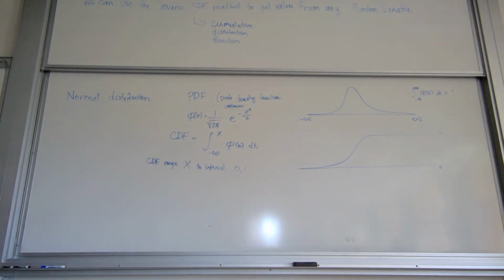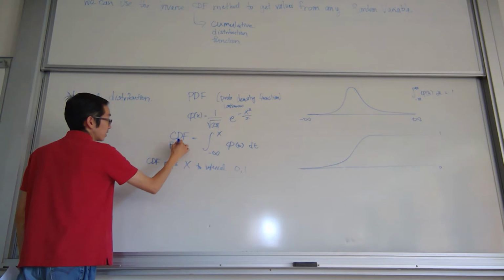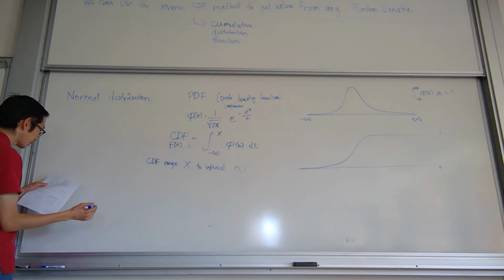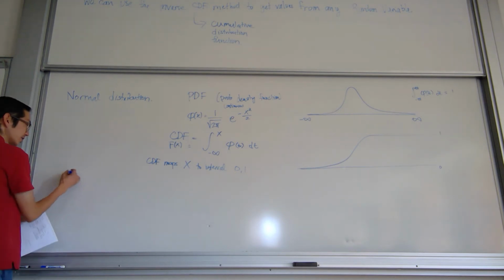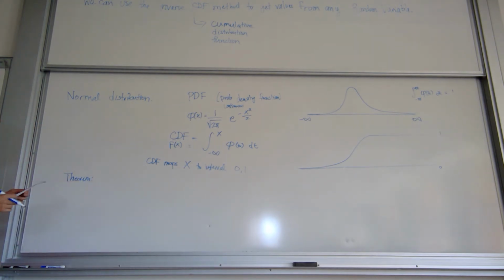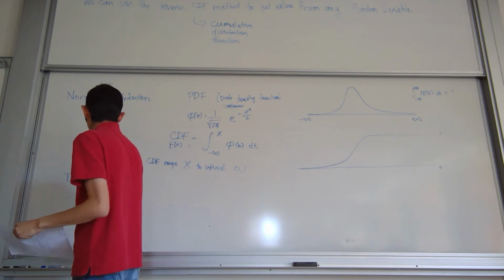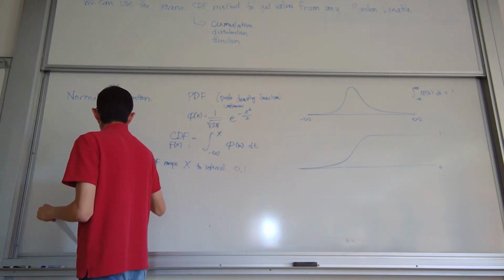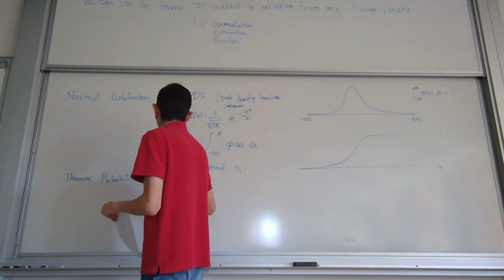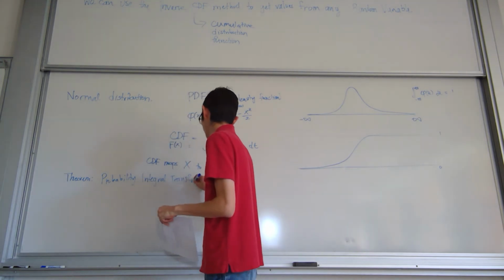So I should say this is capital F of x, or big phi of x, okay? This is the probability integral transformation. This is our theorem. I'm not really going to try to prove any of this here, but I'll write it out. Okay, so this is the probability integral transformation theorem.